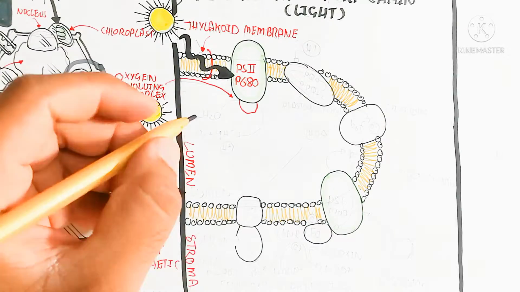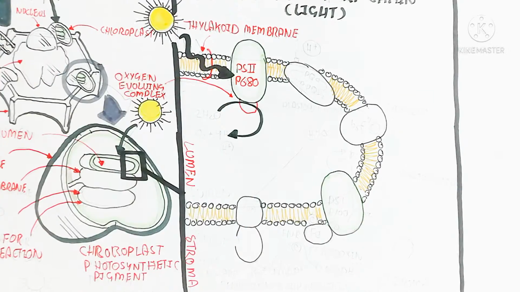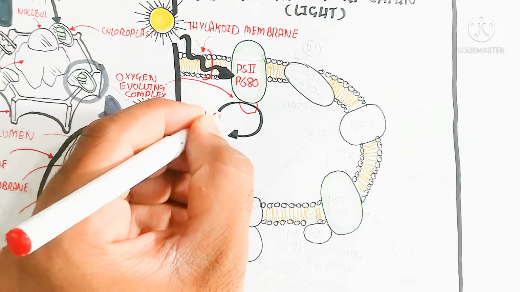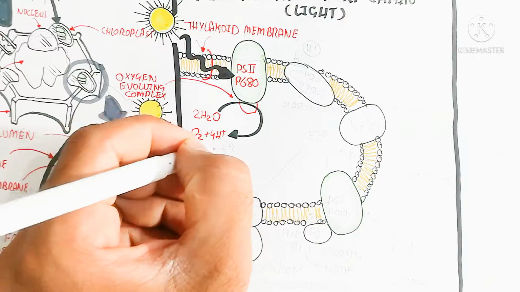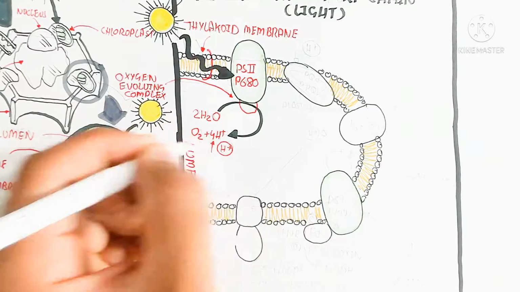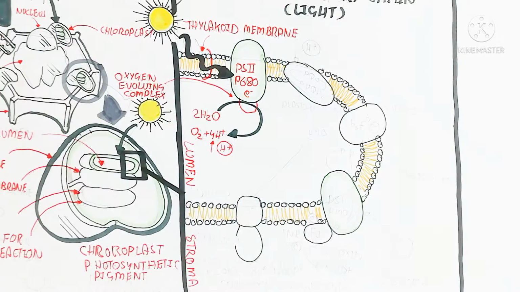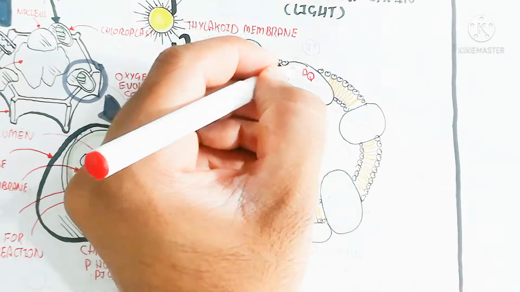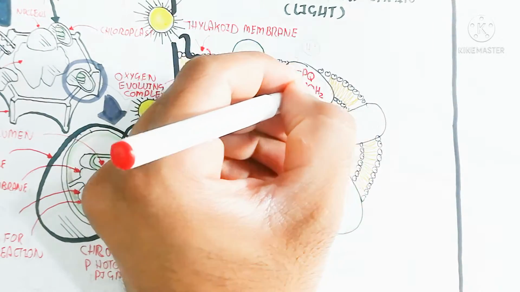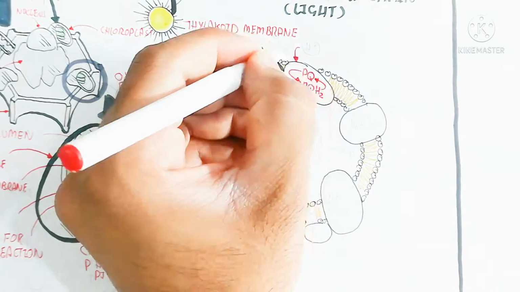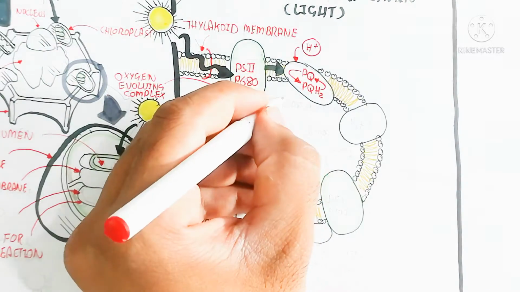The light will be absorbed, and the electron accepted by photosystem 2, which contains an antenna complex. This antenna complex will absorb and accept the electron, which moves on, and ultimately the primary electron acceptor is in photosystem 2, which contains P680. In this way, the electron will flow in the thylakoid membrane.